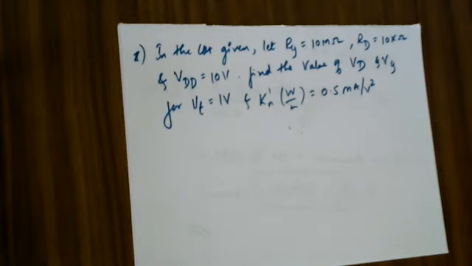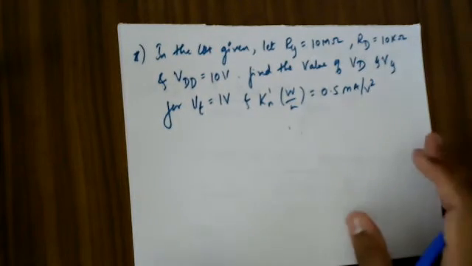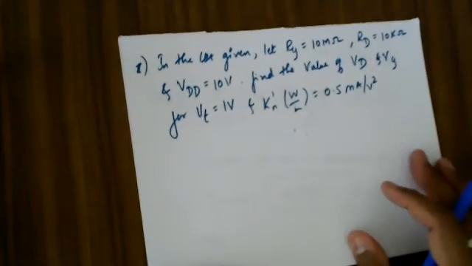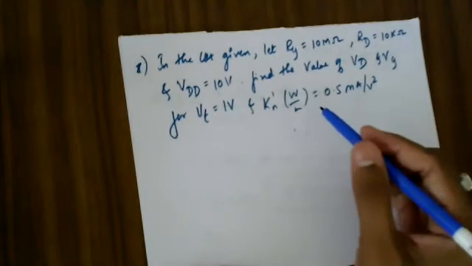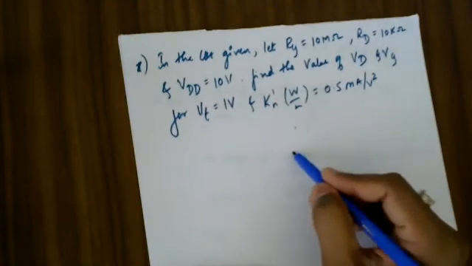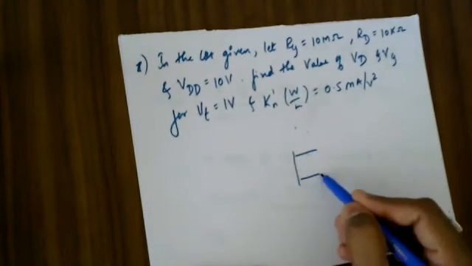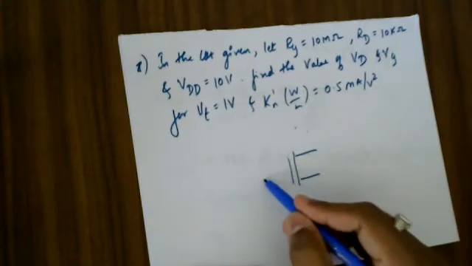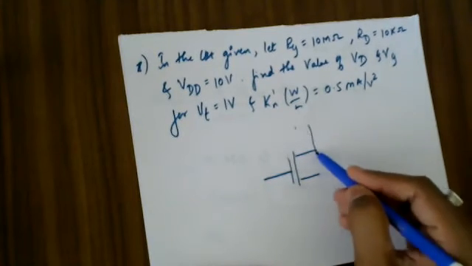So for this particular circuit, again the circuit is once again a drain to gate feedback circuit. If you want, I can build the circuit once again for a reference. Okay, so this is a MOSFET, this is a gate.